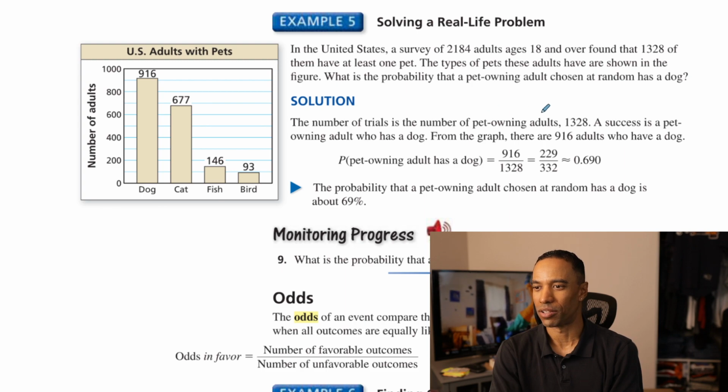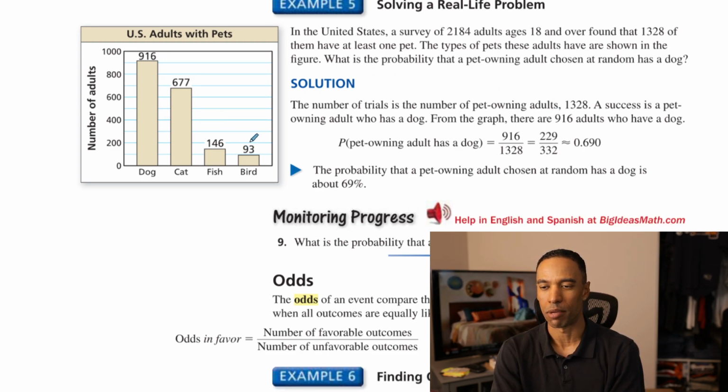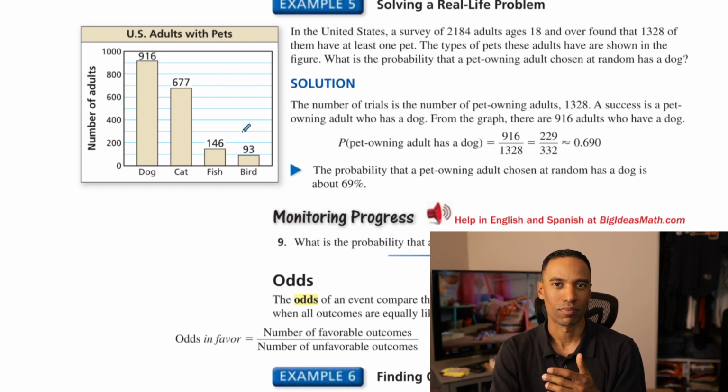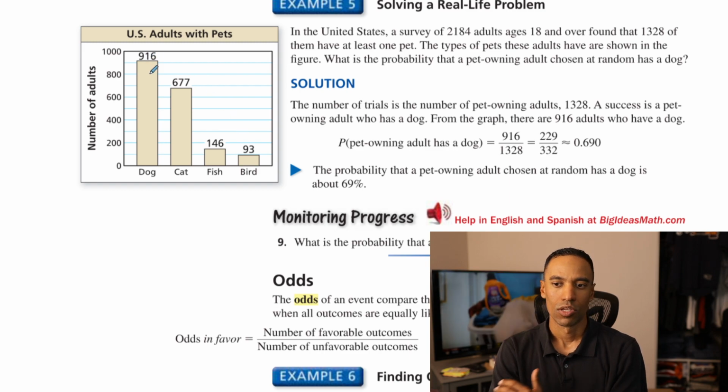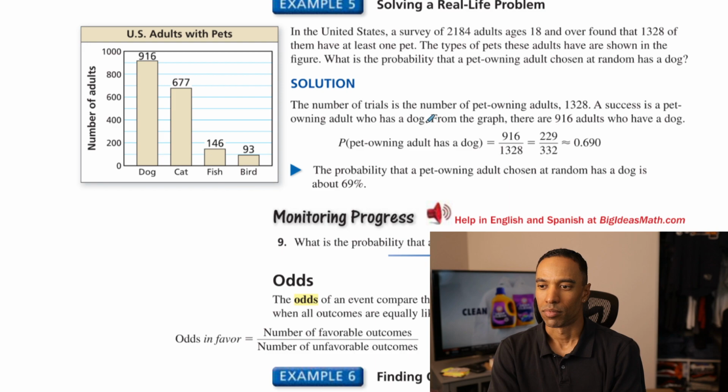The number of trials is the number of pet-owning adults, 1,328. Well, that doesn't add to 1,328, but remember, you can own more. They can have more than one animal. So you can have a dog and a cat, or you can have 3 dogs or whatever. Anyway, a success is a pet-owning adult who has a dog. From the graph, there are 916 adults who have a dog.